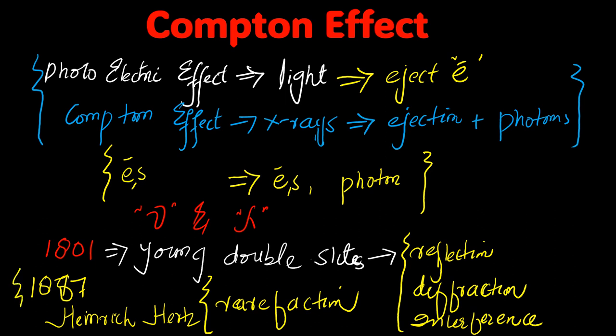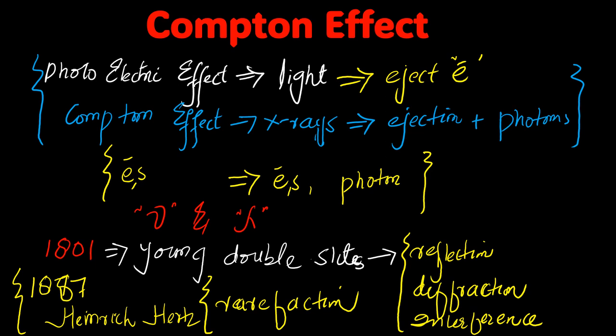In the photoelectric effect experiment, Heinrich Hertz incident light on the surface of a metal, and he observed the flow of electrons which causes a current. So light, which is a wave according to the Young double slit experiment, causes the ejection of electrons, and that ejection of electrons results in the generation of a current.